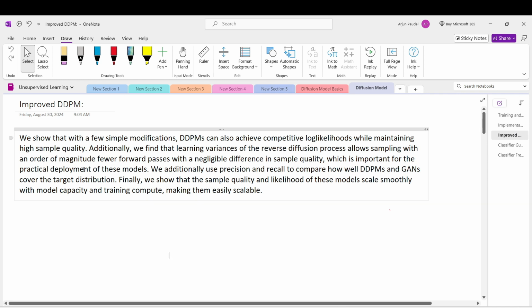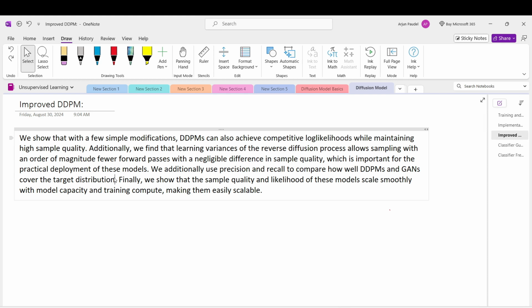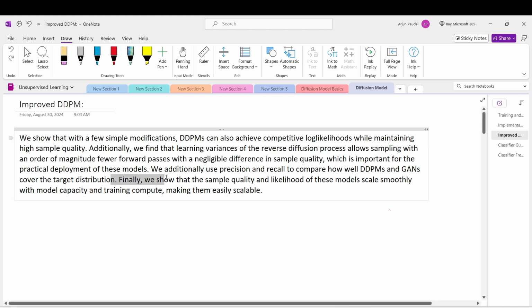We additionally use precision and recall to compare how well DDPMs and GANs cover the target distribution. So for the coverage of the distribution, they use metrics like precision and recall to measure how well both of them cover it. And finally, we show that sample quality and likelihood of these models scale smoothly with model capacity and training compute, making them easily scalable.